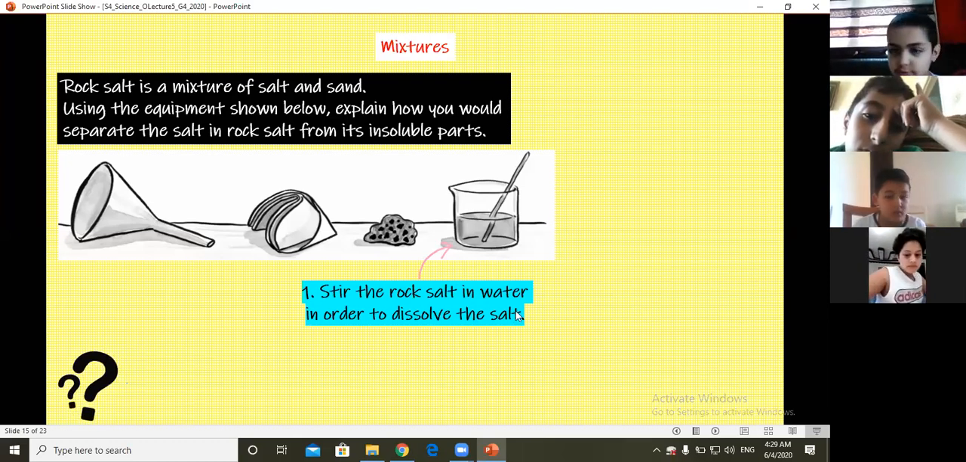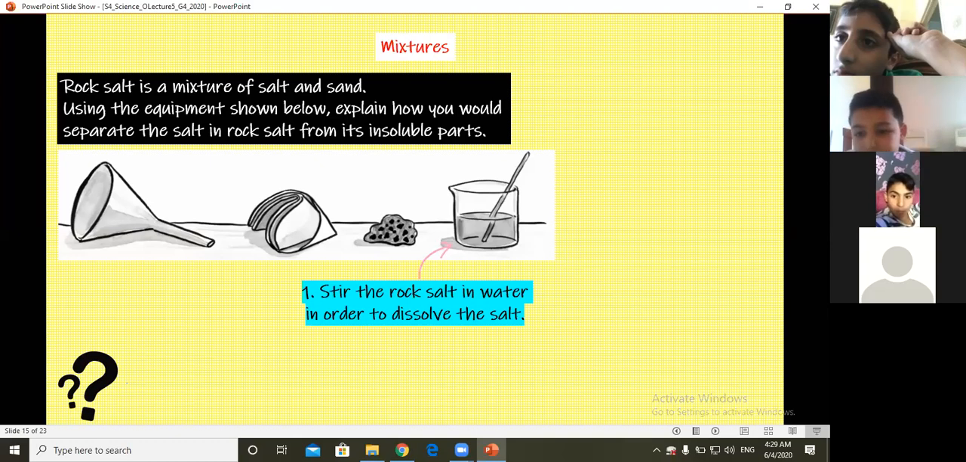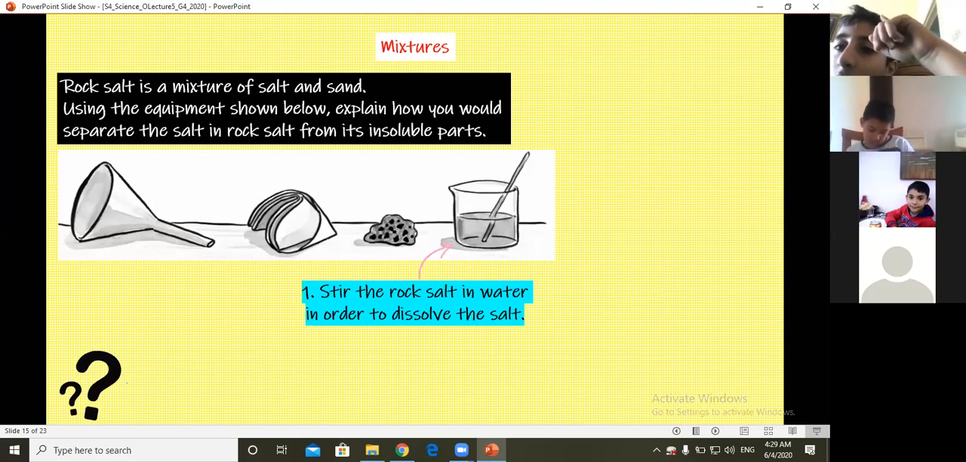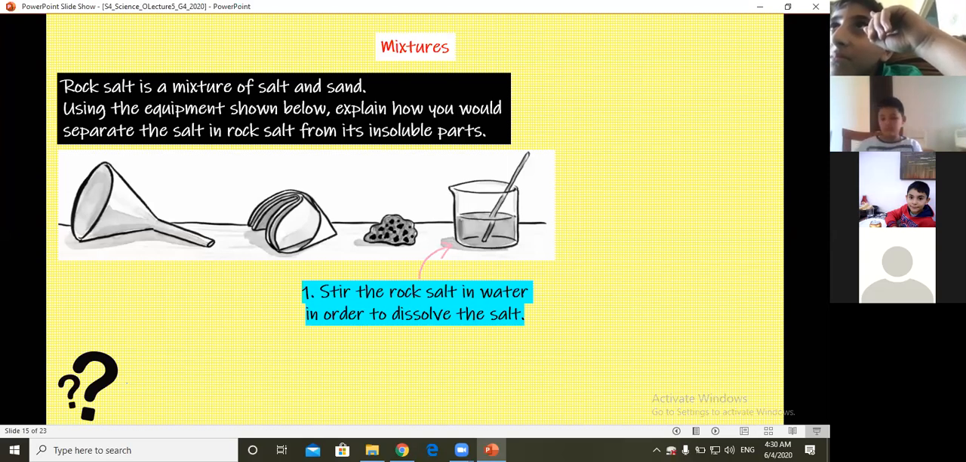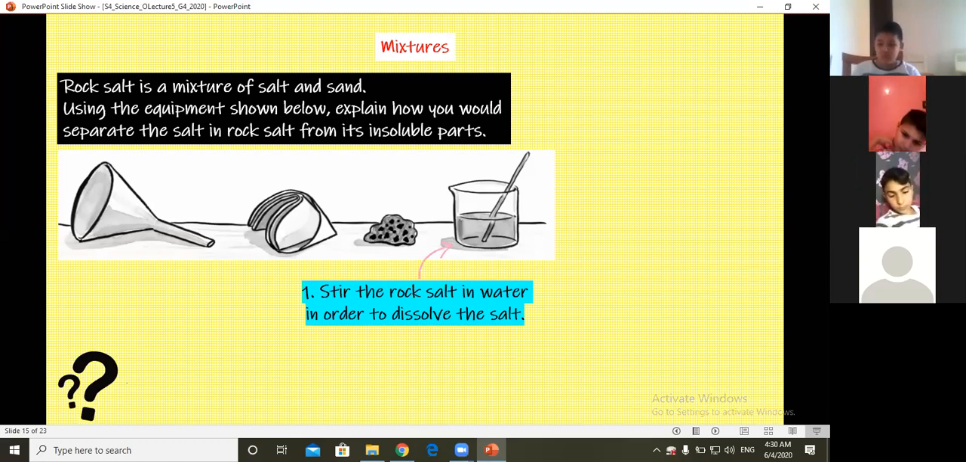So we put the salt and sand in water and we mix them together. Will the salt dissolve in water? Yes. Will the sand dissolve in water? No. So we will have the sand in the bottom of the jar and the salty water.